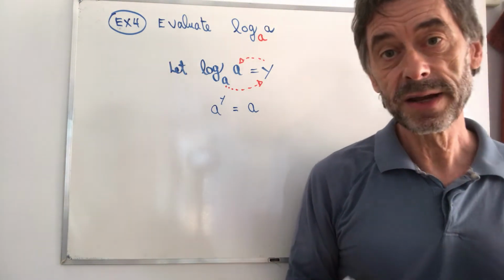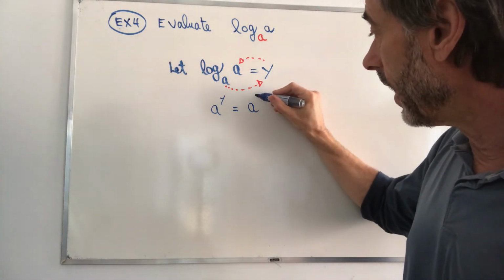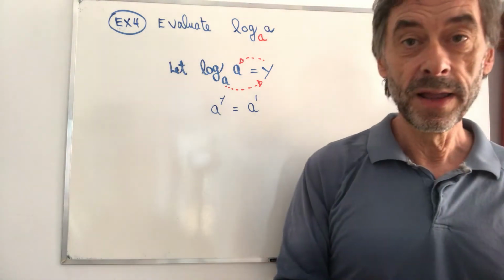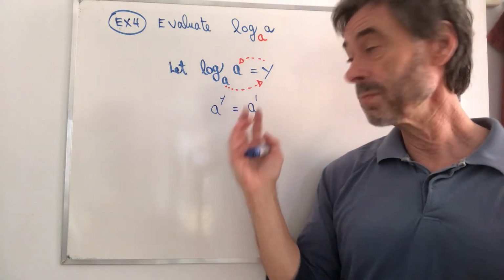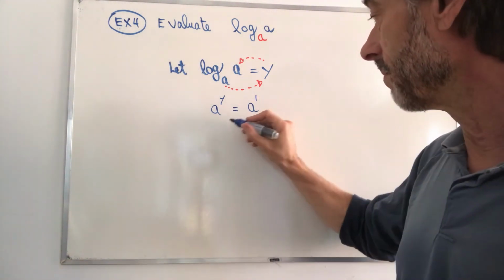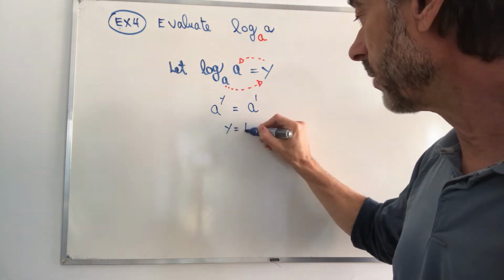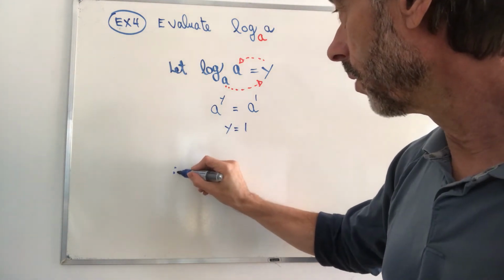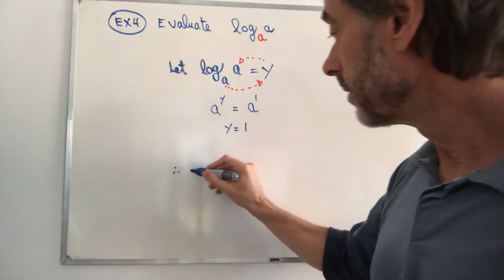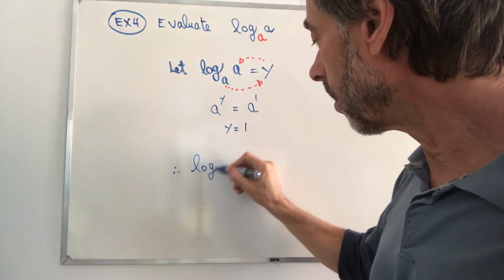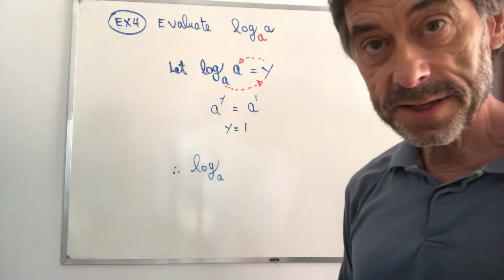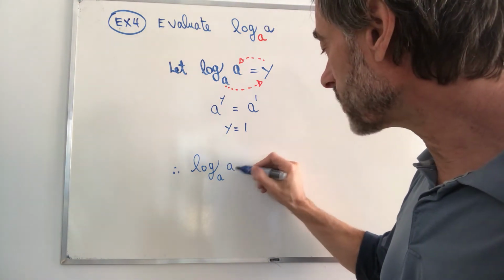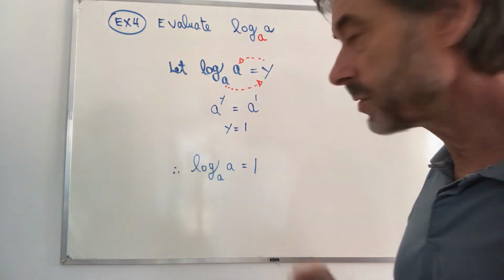Notice that the inside of the log is actually a, and a is 1. So right away my bases are the same, so the exponents must be the same. So y must be 1. But y was the original thing, so here's what we can actually call an identity for logs. Log base a of a is actually 1.